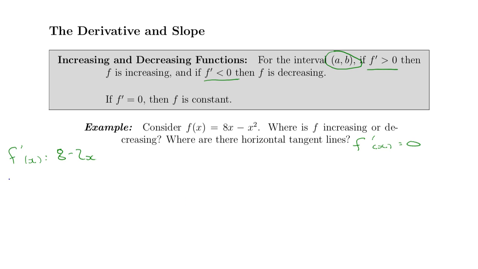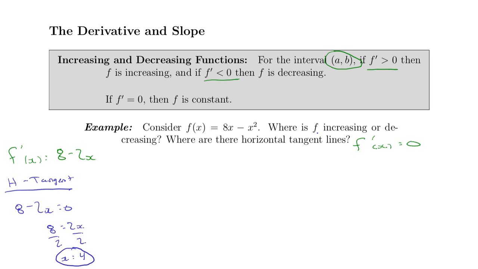So maybe for our horizontal tangent lines, we're going to say 8 minus 2x is equal to 0. That means 8 equals 2x. So if we divide both sides by 2, we've got a horizontal tangent line showing up when x is equal to 4 on this graph.